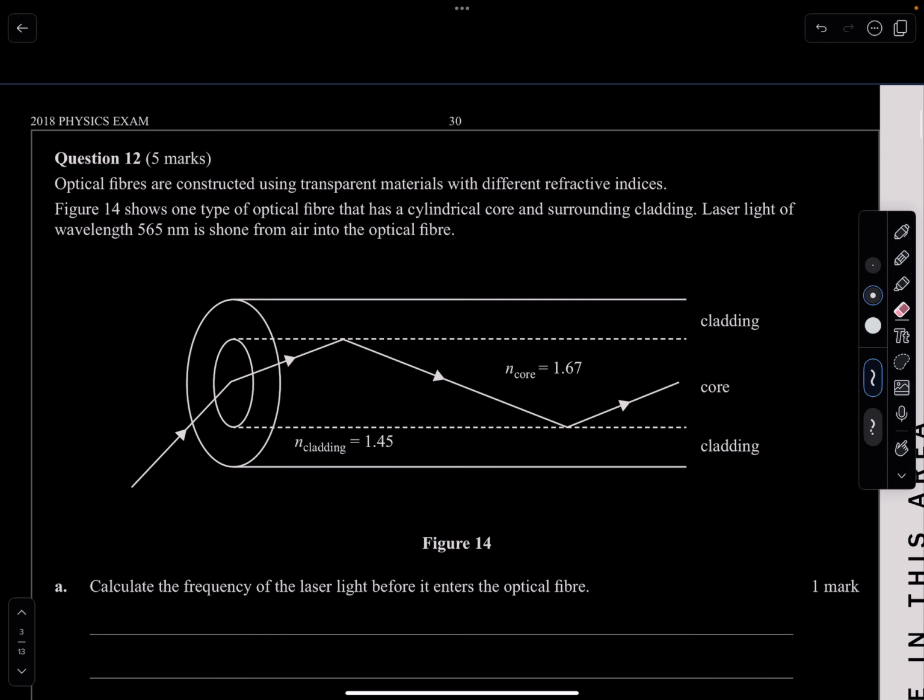Perfect. Question 12. Optical fibers are constructed using transparent materials with different refractive indices.